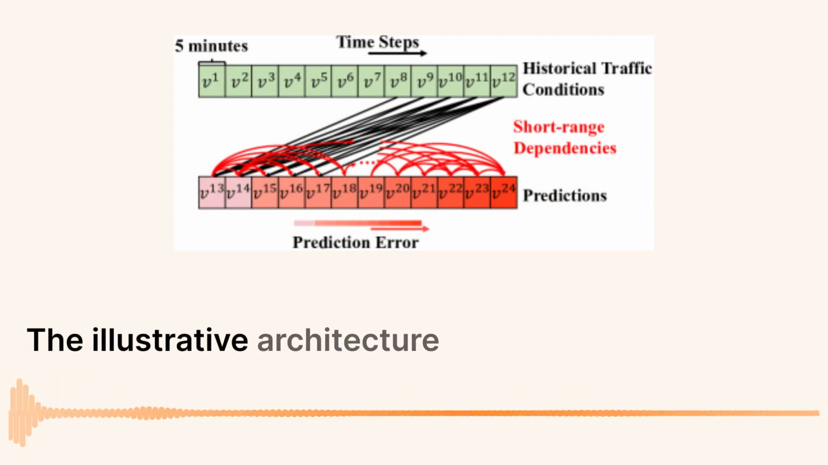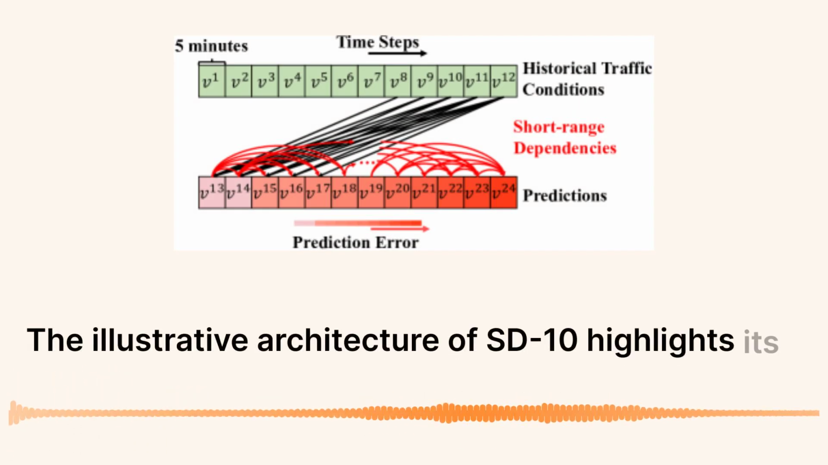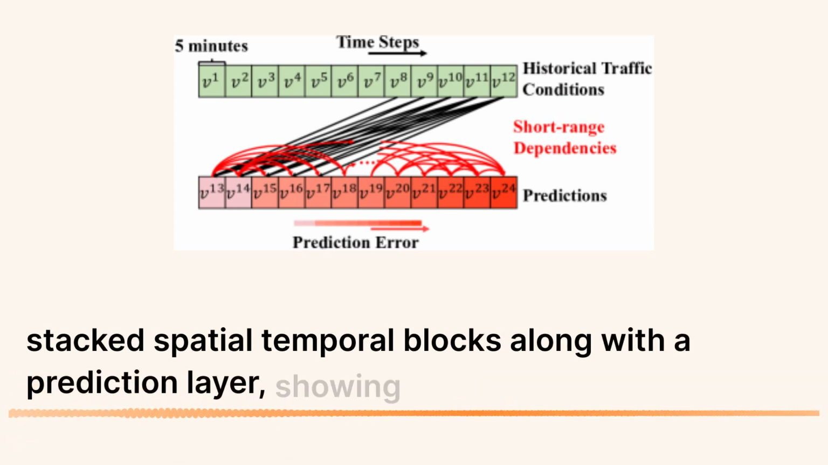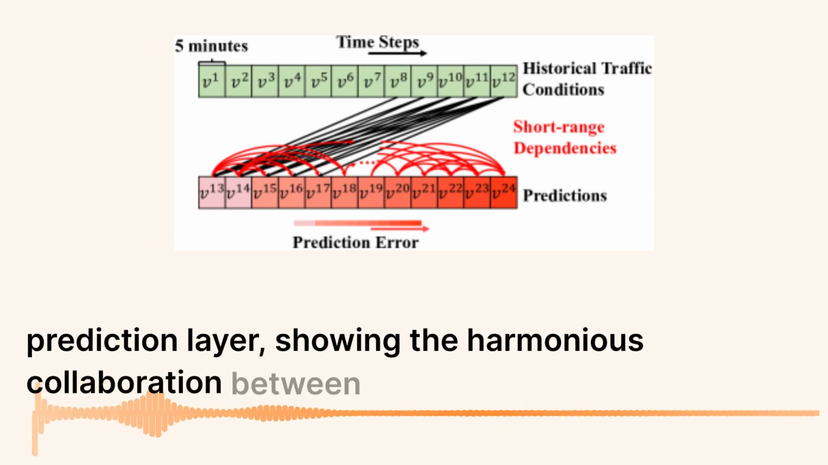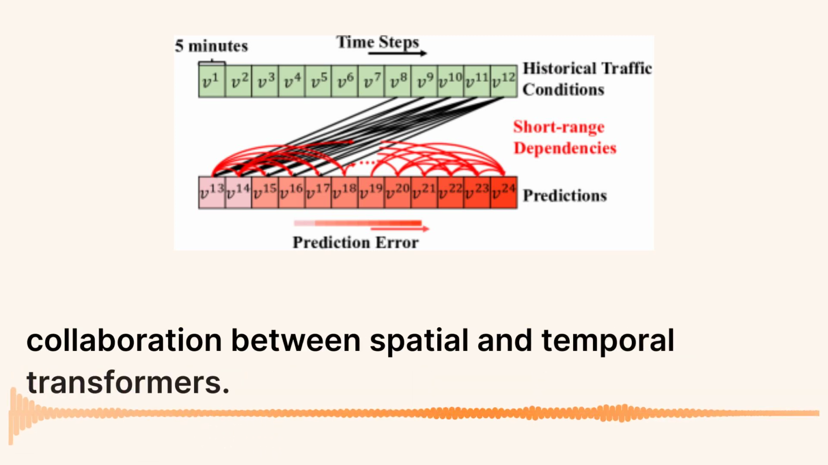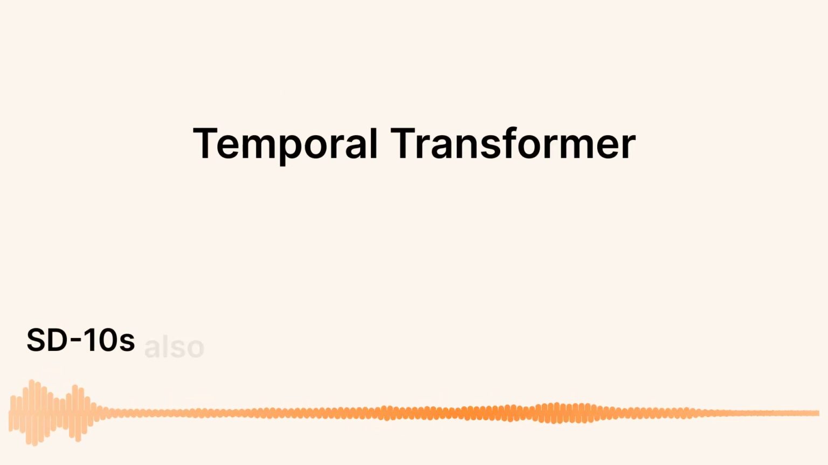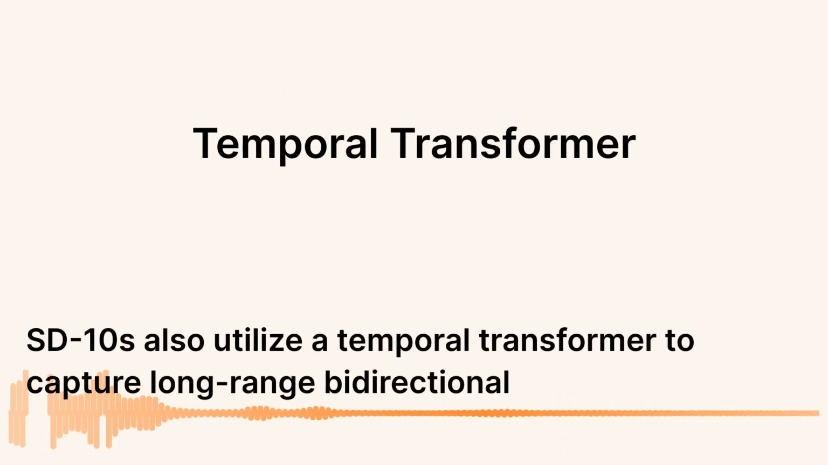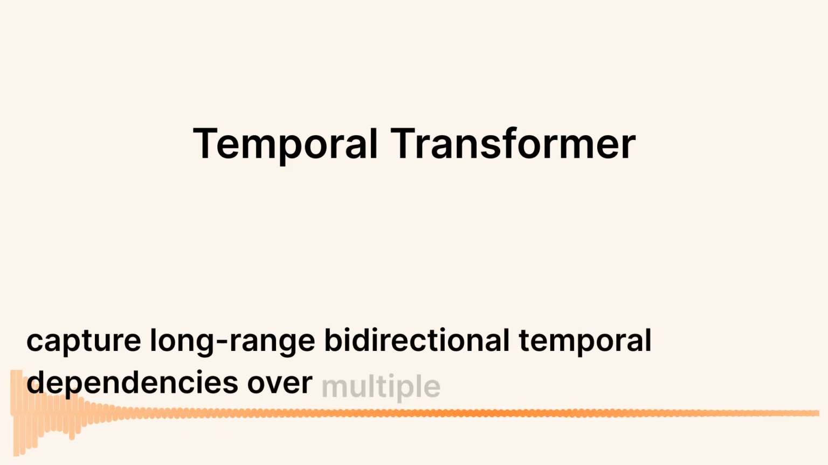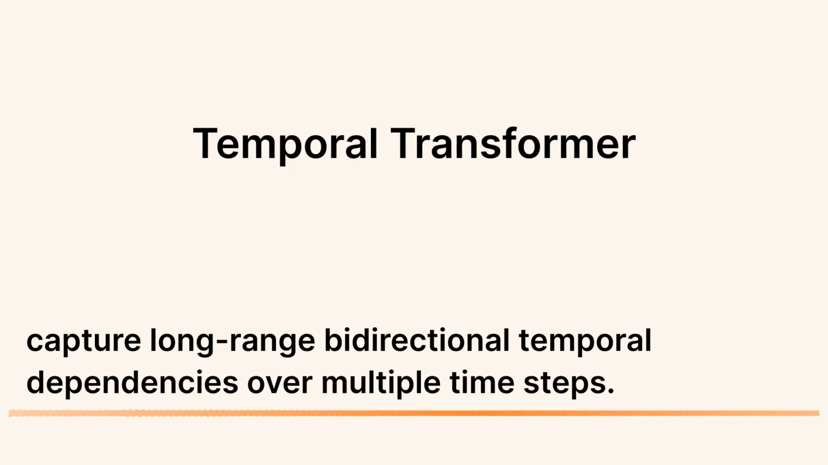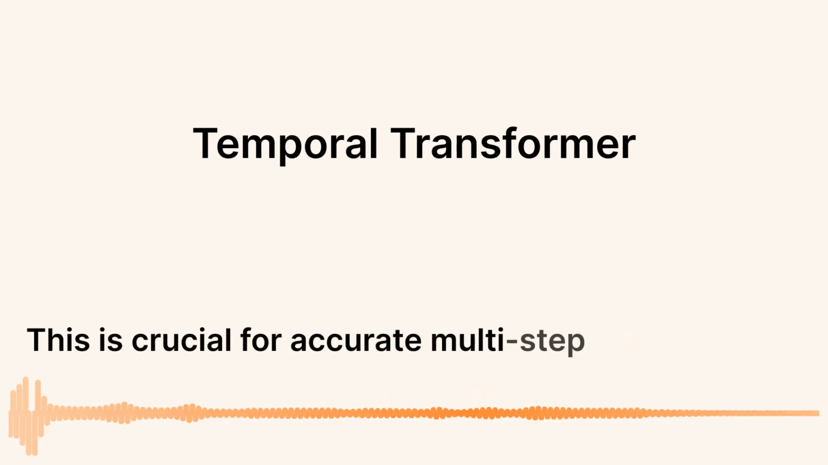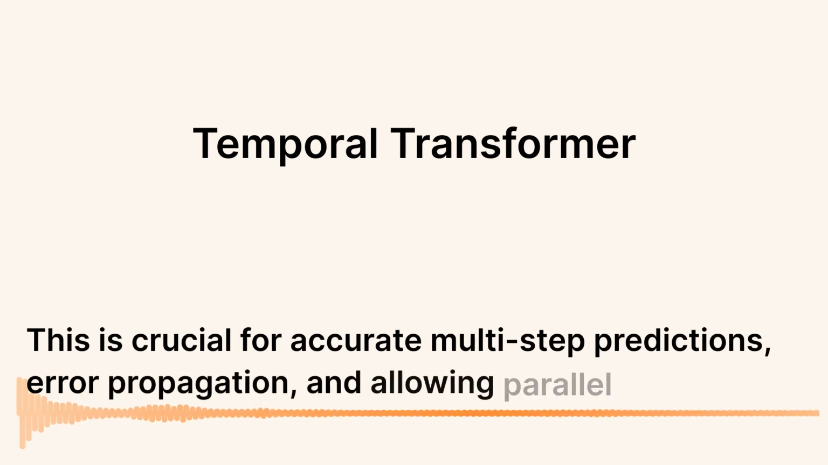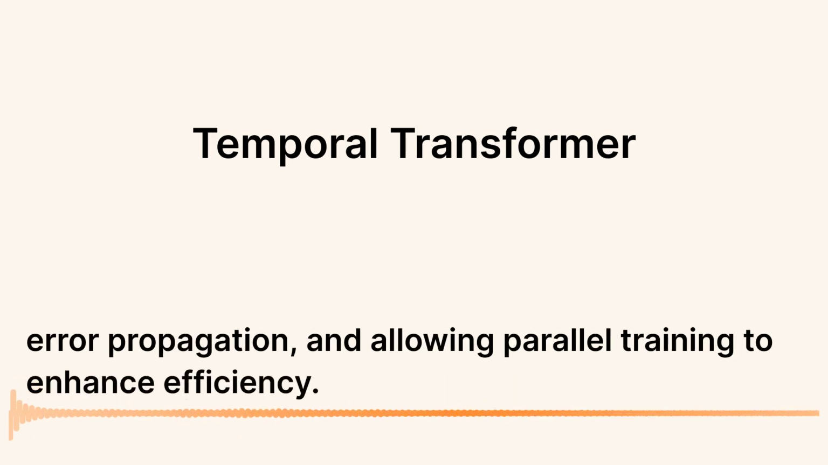The illustrative architecture of STTN highlights its stacked spatial temporal blocks, along with a prediction layer, showing the harmonious collaboration between spatial and temporal transformers. STTNs also utilize a temporal transformer to capture long-range bidirectional temporal dependencies over multiple time steps. This is crucial for accurate multi-step predictions, suppressing error propagation, and allowing parallel training to enhance efficiency.